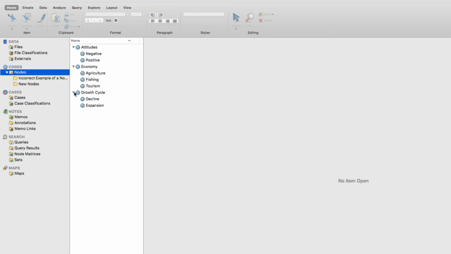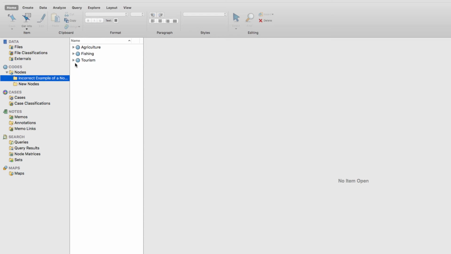But with this structure, I could also look at all of the statements about the decline of the fishing industry, whether they were positive or negative, by running a coding query to combine fishing industry and decline. Or I could pull out all of the negative statements about the fishing industry, regardless of whether they are about decline or expansion.